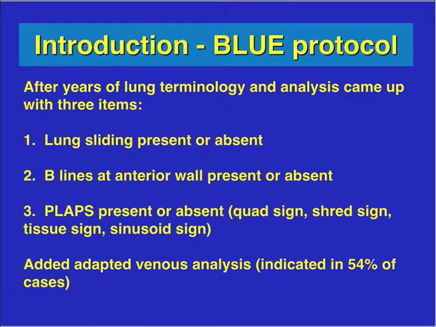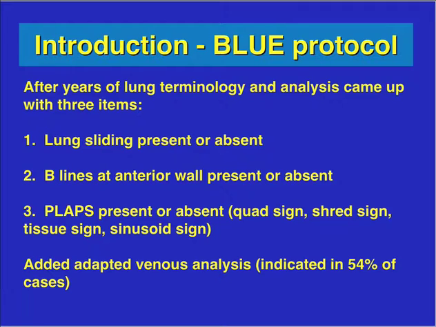So after years of lung terminology, the analysis came up with 3 items. First, you need to decide if there's lung sliding present or absent. Second, you need to identify if there are B lines at the anterior wall, present or absent. And third, you need to look at the posterior and/or mid-axillary regions to look for pleural effusions and pneumonias.